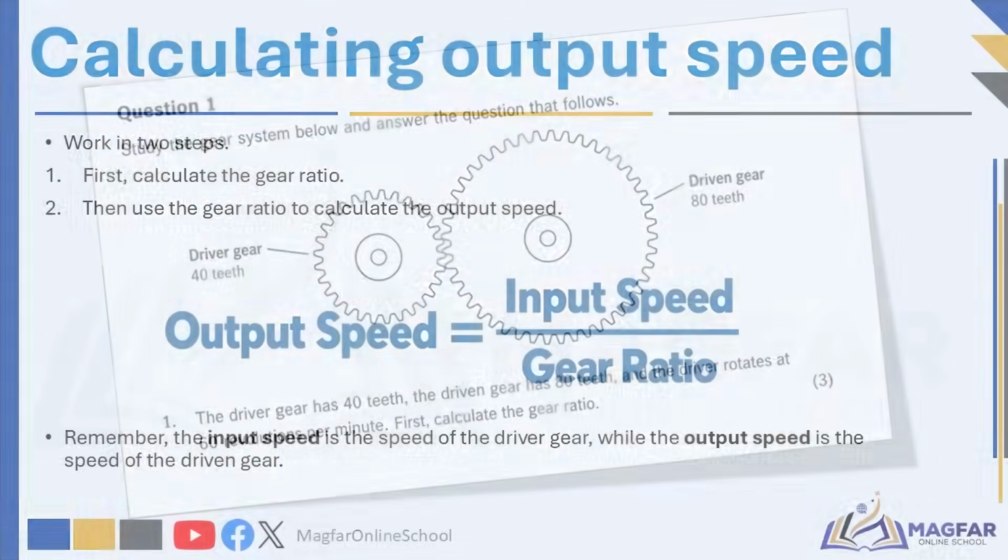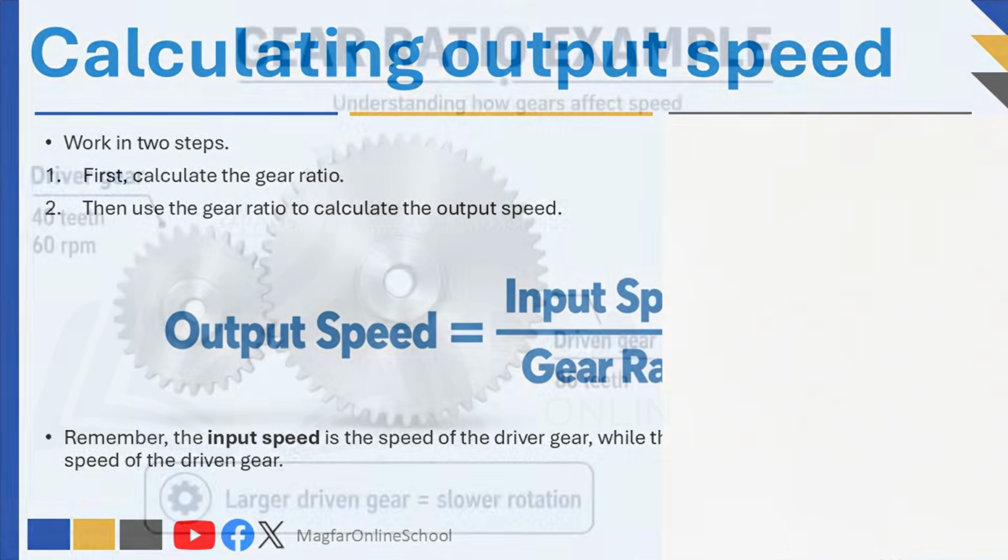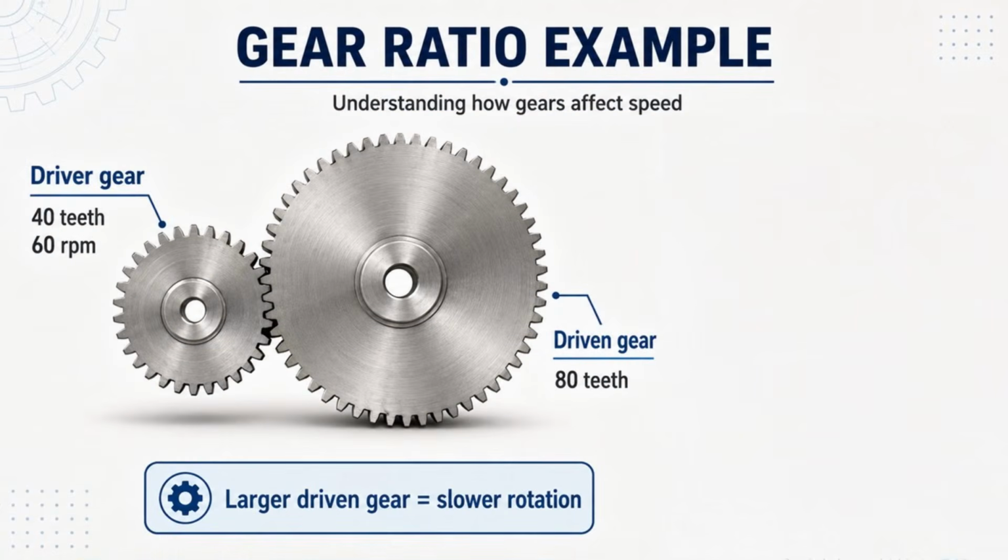The easiest method is to work in 2 steps. First, calculate the gear ratio. Then use the gear ratio to calculate the output speed. We use the formula output speed equals input speed divided by gear ratio. Remember, the input speed is the speed of the driver gear, while the output speed is the speed of the driven gear.